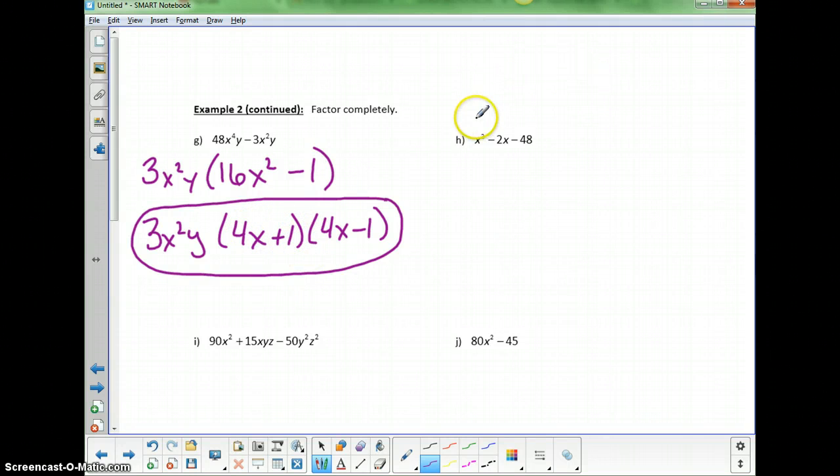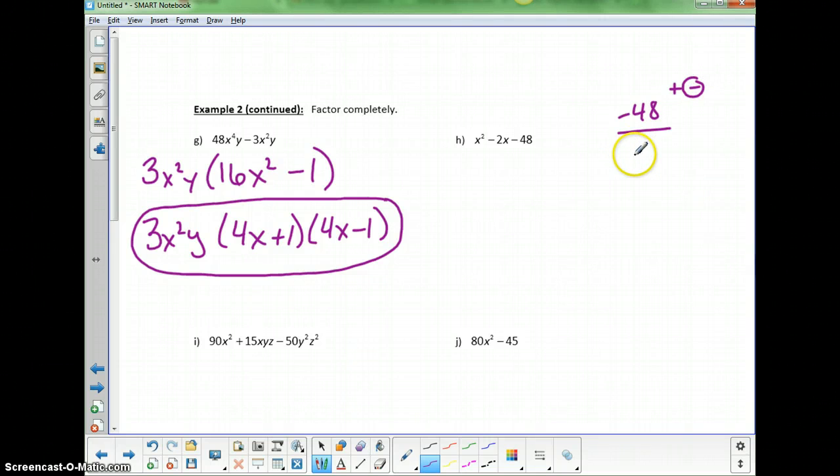Okay. In letter H, when I look at this one, I notice that there is no greatest common factor. There's no number that I can divide into all 3 pieces. Then I notice that there are 3 pieces and the coefficient is 1. Since the coefficient is 1, I'm going to grab that negative 48 and begin there. It's negative, so I'm going to have a positive and a negative. I want the larger one to be the negative.